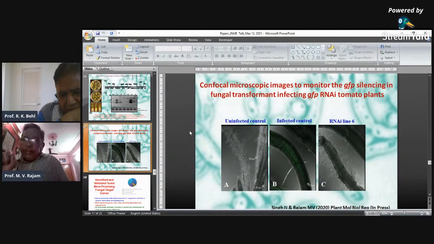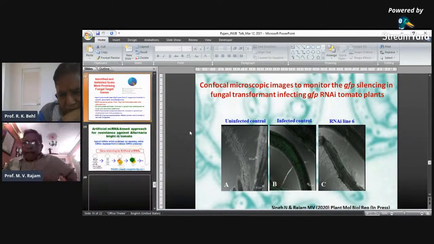After about 15 days, we checked GFP expression in the infected root system. In infected control, GFP expression was very high, as expected. But in different RNAi lines, the GFP expression was significantly reduced. So this suggests that siRNA molecules are really entering into fungal cells after infection from tomato transgenic lines. This work was published in Plant Molecular Biology Reporter. It's already published, not in press.